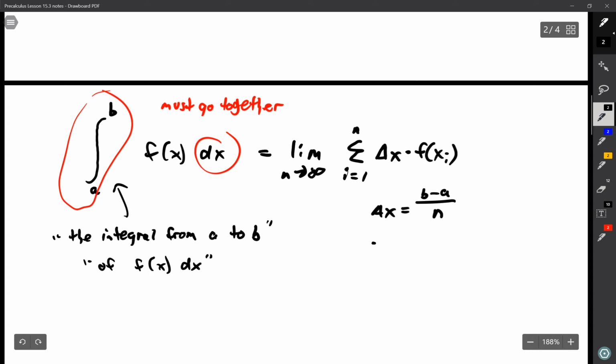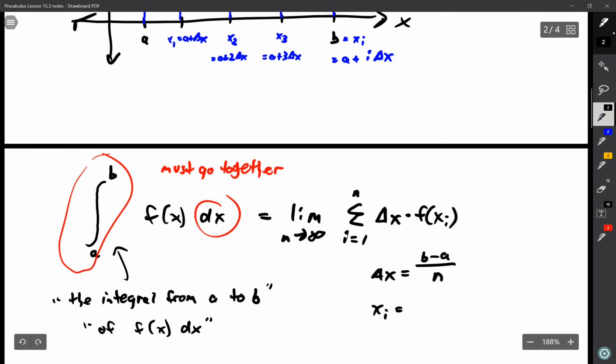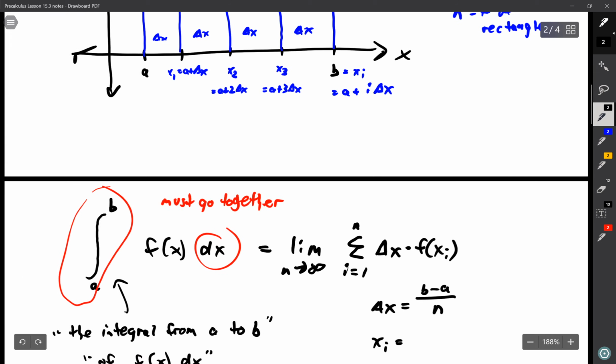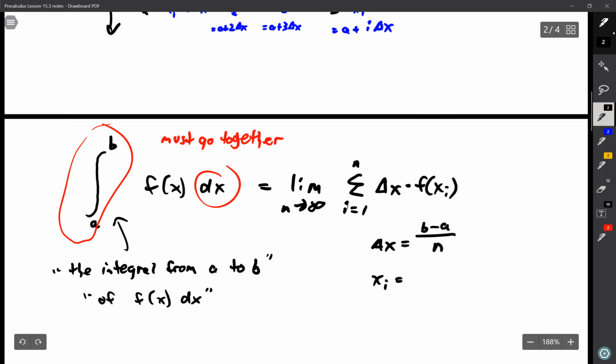And then what is x sub i? Scrolling back up again, what was our first x? Our x sub 1 was a plus 1 delta x. Our x sub 2 was a plus 2 delta x. So our x sub i we're going to define as a plus i delta x, where you'll actually plug in what delta x equals. And so what we'll do is find what delta x is, then find what x sub i is, then plug those into our formula.